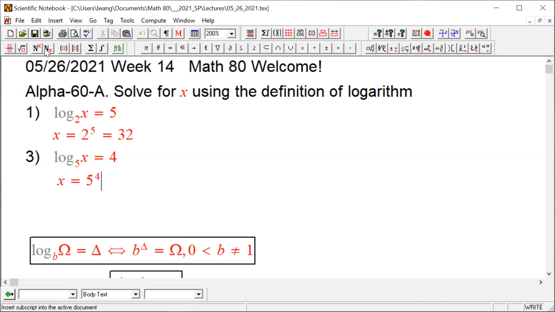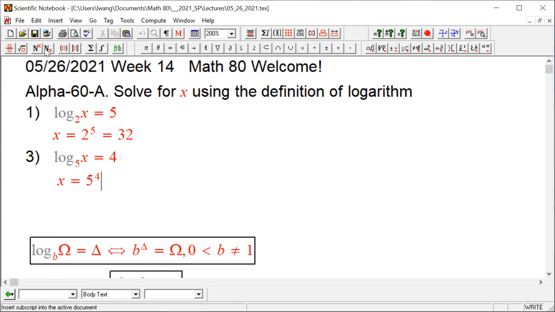5 to the power of 4, you can multiply, which is 25 times 25, 625. Or you can just leave it like that. Leaving it like that is fine. Okay. Now, are we ready for more? Of course you are.